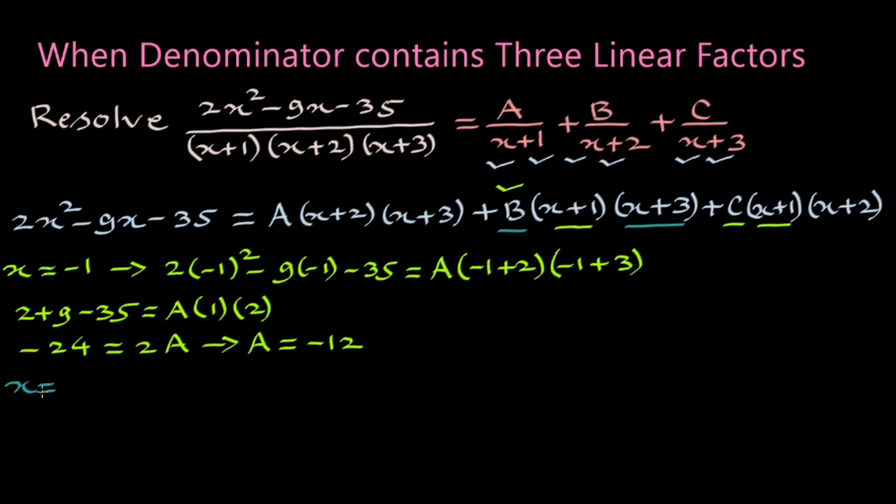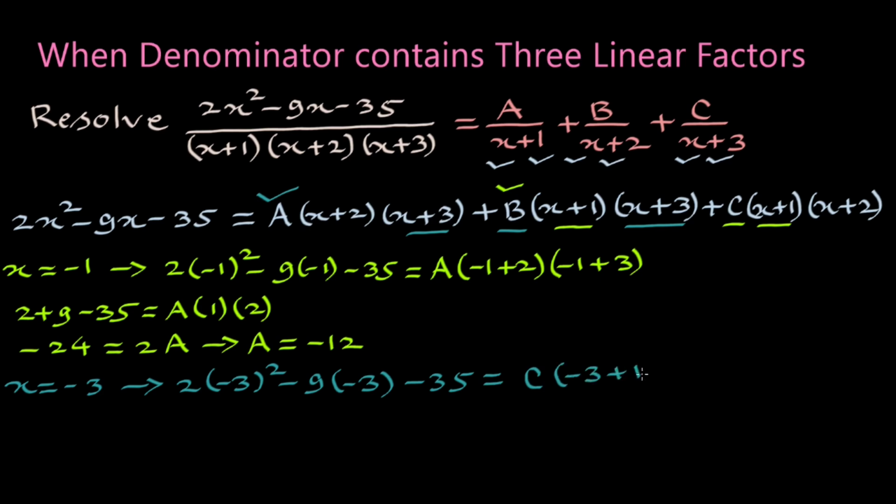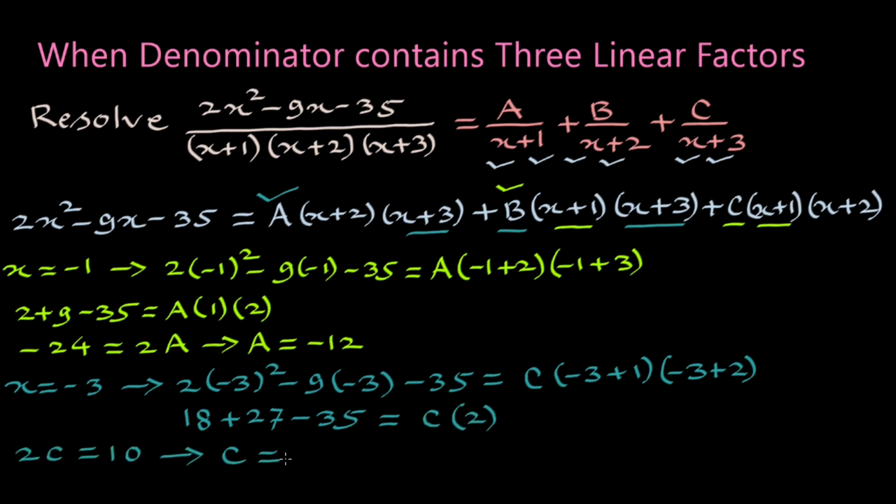Next we will eliminate this B, and for that we will put x equals minus 3. So x equals minus 3 gives 2 into (minus 3) square minus 9 into (minus 3) minus 35 equals C into (minus 3 plus 1) into (minus 3 plus 2). x equals minus 3 also eliminates A. This will be 18 plus 27 minus 35 equals C into 2. So 2C will be 10, C equals 5.